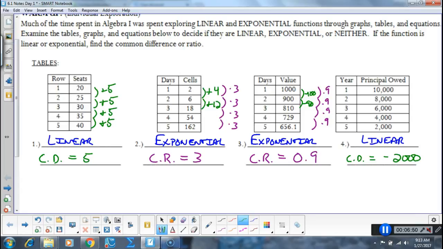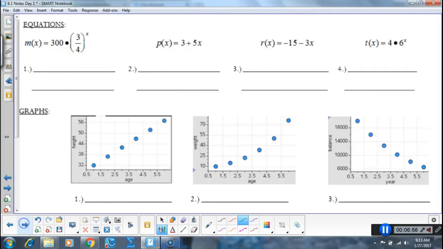Okay. With me on that, those three. Okay. Now, the next one then is equations. How do I tell if it's a linear equation or if it's an exponential? Well, let's go with the easy one first. How can I tell that it's an exponential equation?